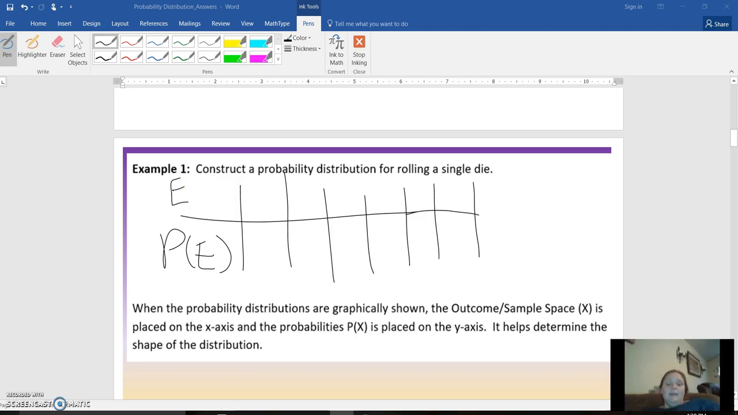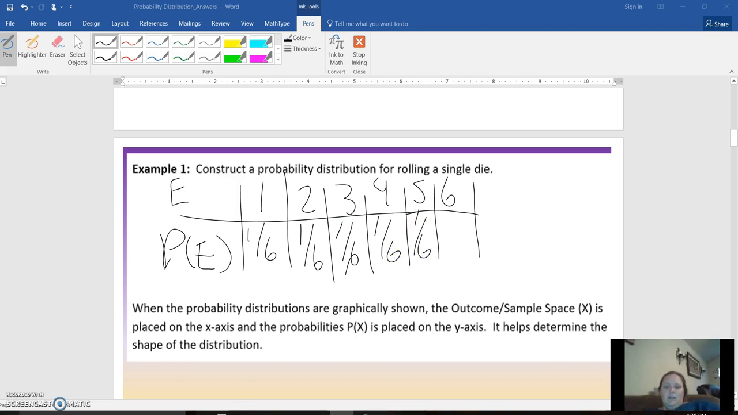Here we go. E is the event that's happening, and then P of E is the probability of that event. So if we're doing a die, remember the thing goes 1, 2, 3, 4, 5, 6. And so the probability of rolling a 1 is 1 out of 6. The probability of rolling a 2 is 1 out of 6. Probability of rolling a 3 is 1 out of 6. Probability of rolling a 4 is 1 out of 6. Probability of rolling a 5 is 1 out of 6. Probability of getting a 6 is 1 out of 6. And so that's a probability distribution.